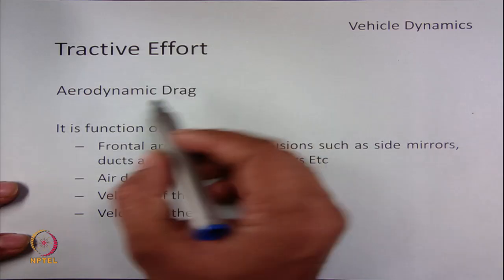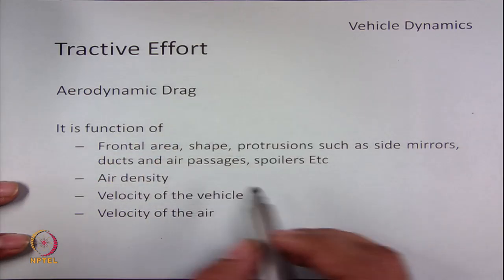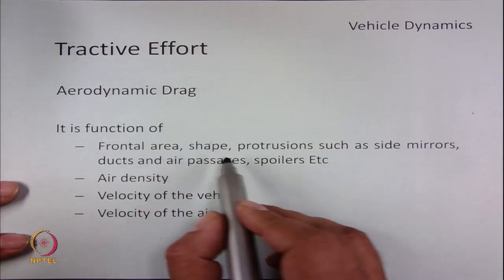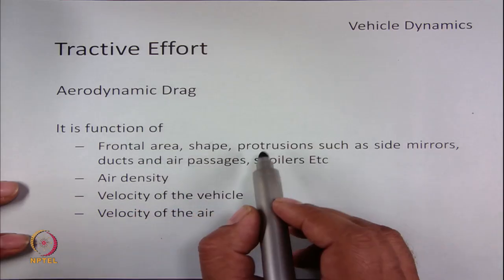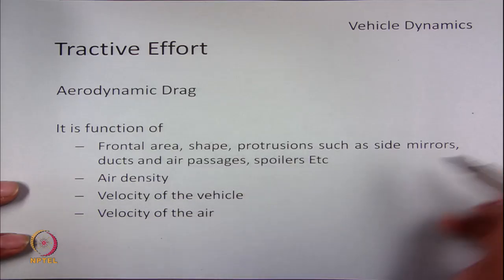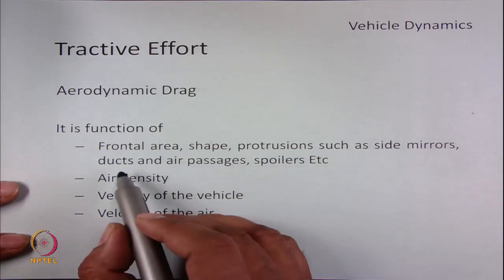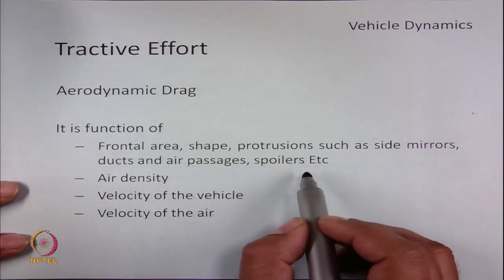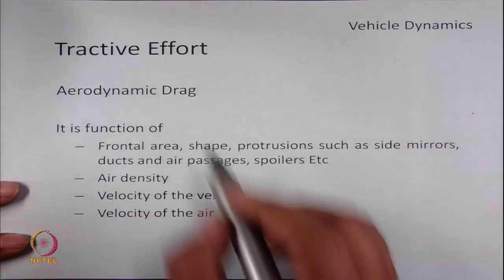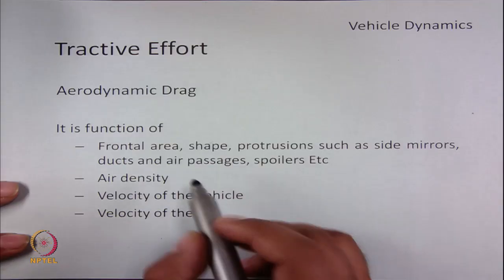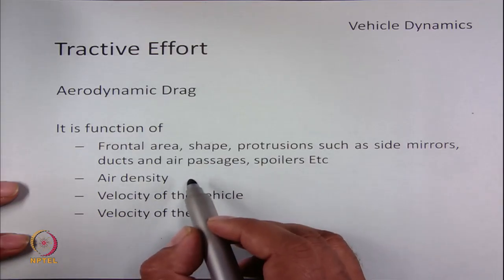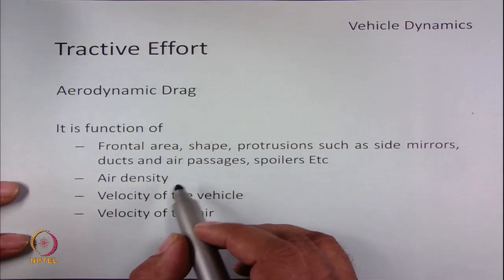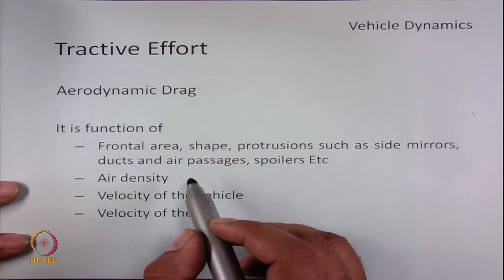So, the aerodynamic drag is a function of the frontal area of the vehicle, the shape of the vehicle, and the different protrusions such as side mirrors, air ducts, air passages, spoilers, etc. So, this all will create drag forces. Air density also matters. When the air density is high, the pressure due to air will be higher.